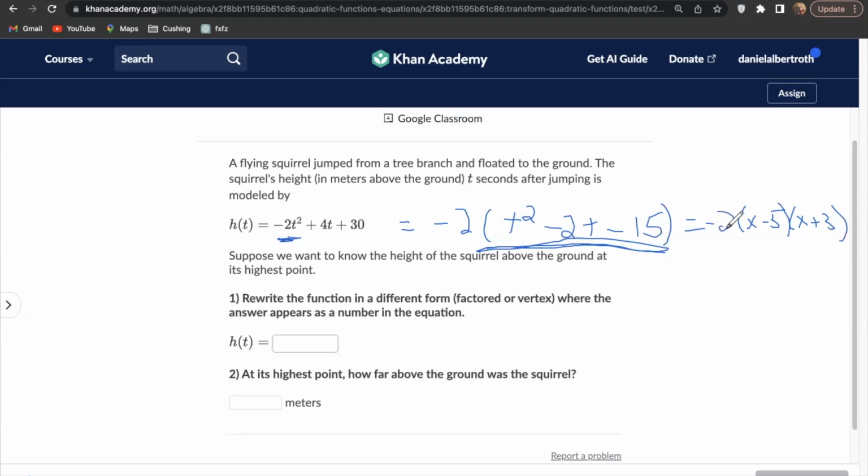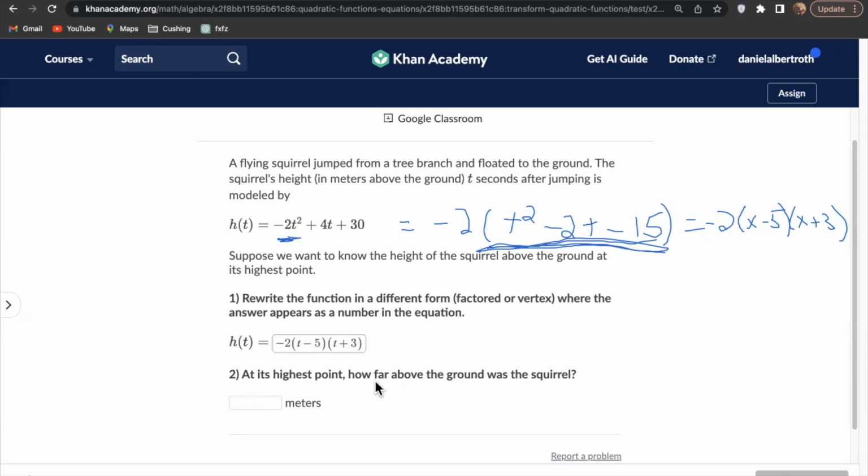So I've rewritten this equation. I took out the negative 2, and then what's left, I factored. I wrote x, but it should be t. So it's negative 2 times t minus 5 times t plus 3. So this also tells me my two solutions are 5 and negative 3.